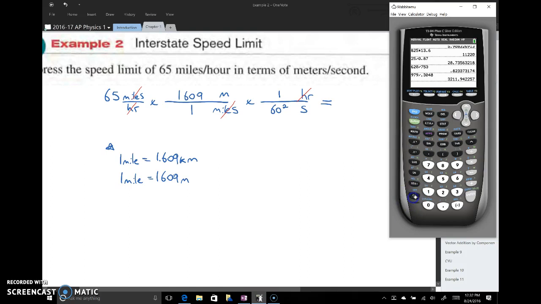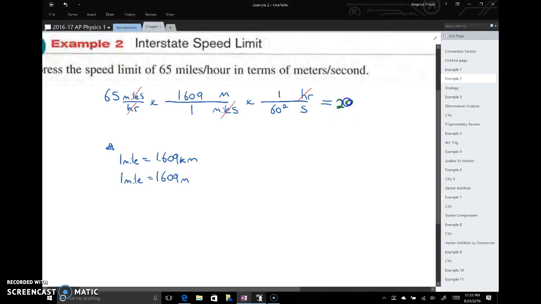Use our calculator for this. So we're going to have 65 times 1609 divided by 60 squared. And that gives us about 29.05 meters per second. So there we go. That's an example of converting compound units, and you can see we attacked it as two separate things. We converted one unit, and then we converted the other unit.